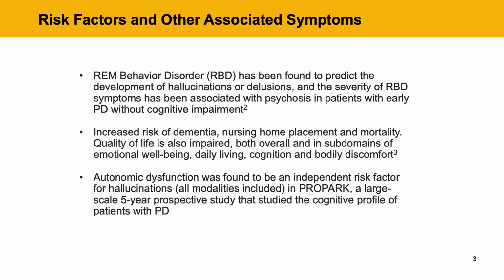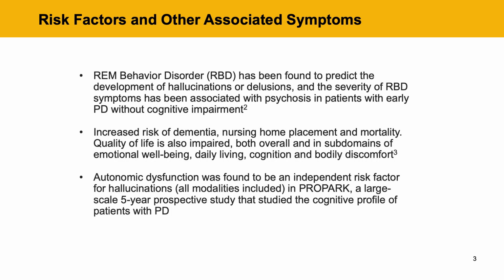It also places, so psychosis can, of course, place people at increased risk of dementia, nursing home placement, and consequent mortality too. Quality of life is also impaired, of course, as we know it, both overall and in subdomains of emotional well-being, daily living, and then cognition and bodily discomfort.